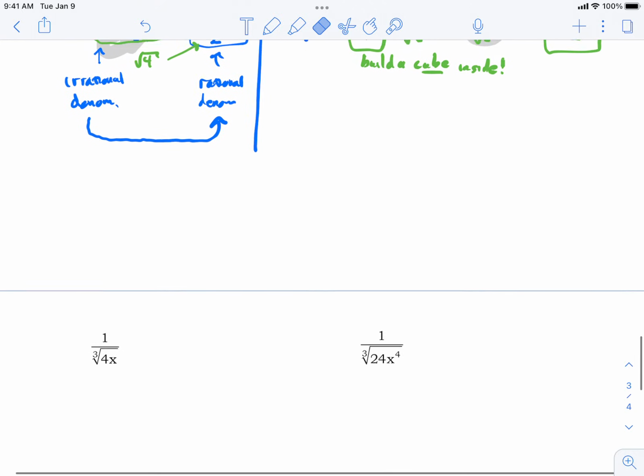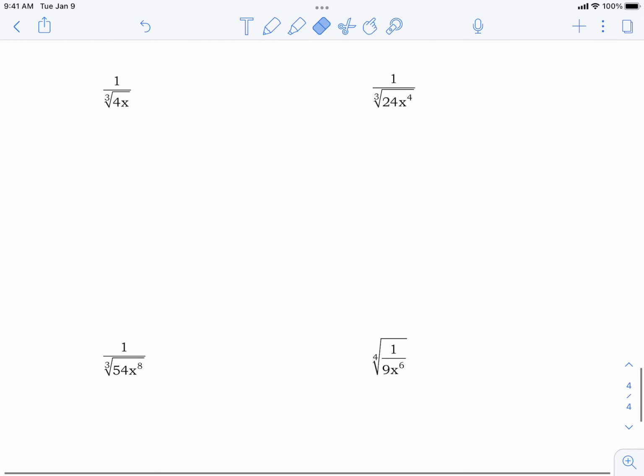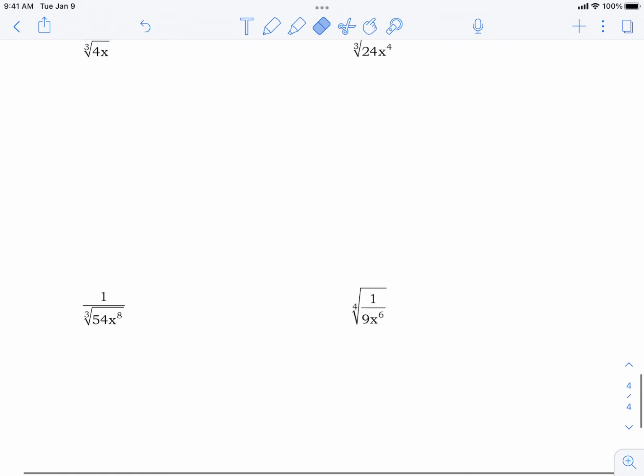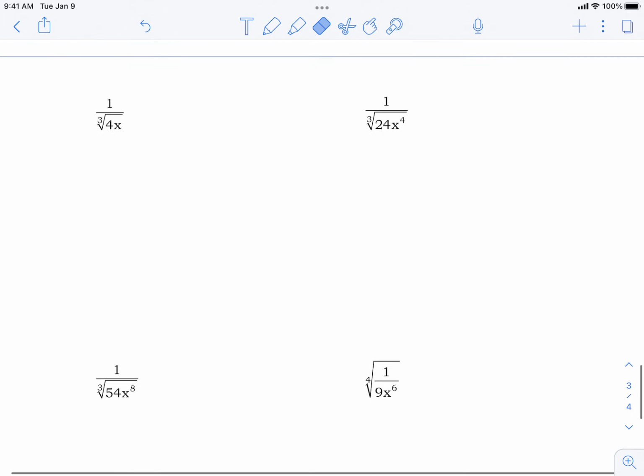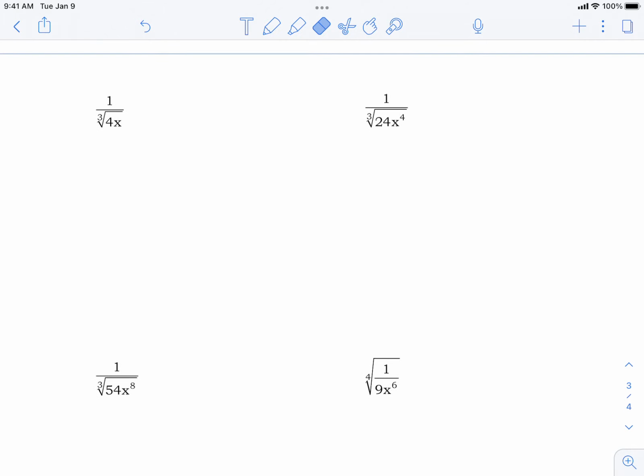Okay, let's look at another couple examples. These are cube roots. We've got a bunch of cube roots and then a 4th root. Okay, some more cube roots. So, once more, our goal is to build this up to a cube. It's not a cube right now. If it was a cube, I'd be able to take the cube root and wouldn't have this problem. But it's not a cube, so I have to build it up to a cube.